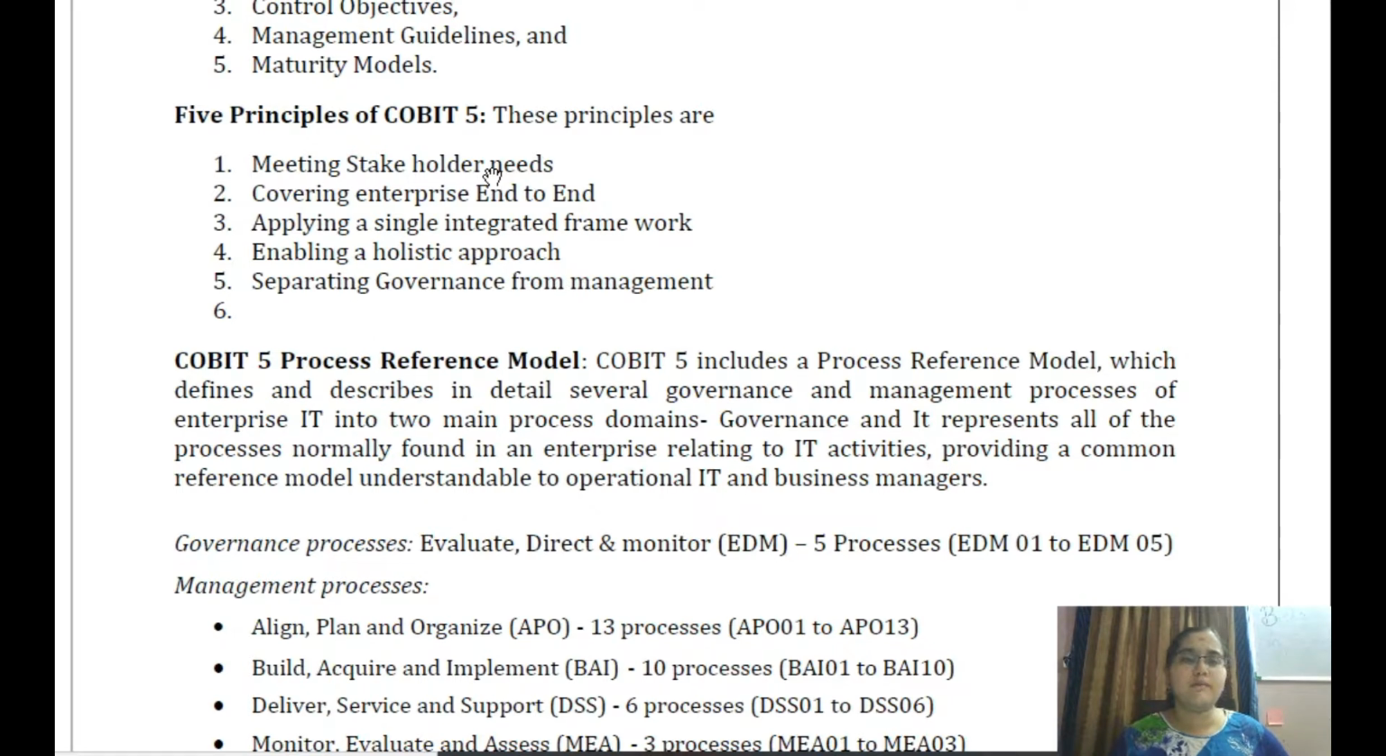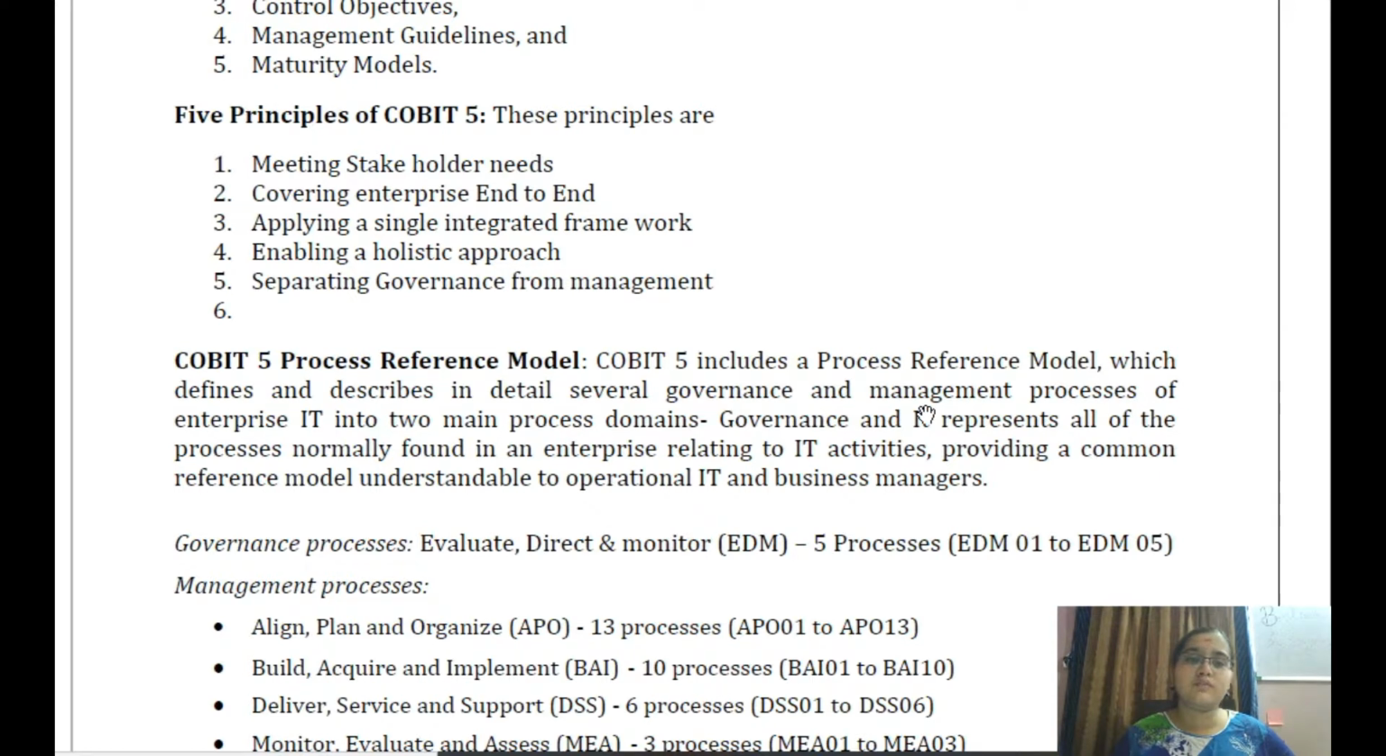Now let us see the COBIT 5 process reference model. What is meant by process reference model? It is a model which describes and defines in detail several governance and management processes for enterprise IT. It has been divided into two categories. First, governance, second, management. I am sorry, I think in the typo I have missed the word management here, so please write it down. The classification of the process reference model is into two, that is governance and management.